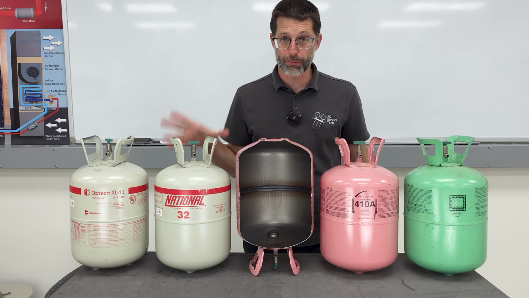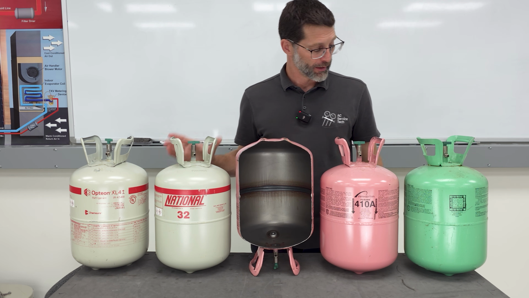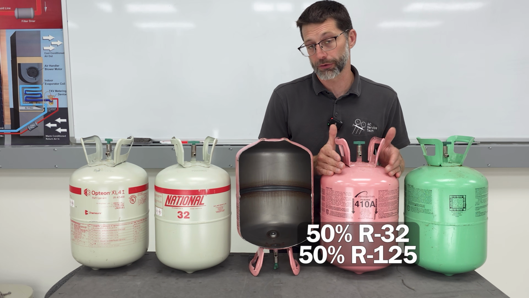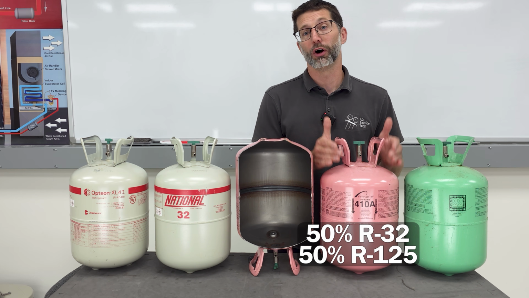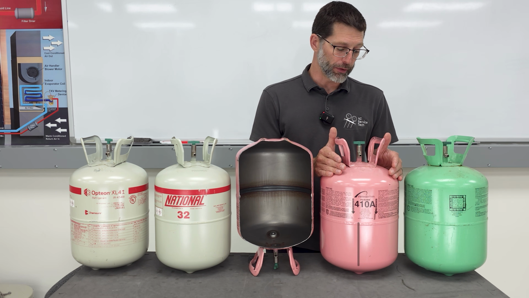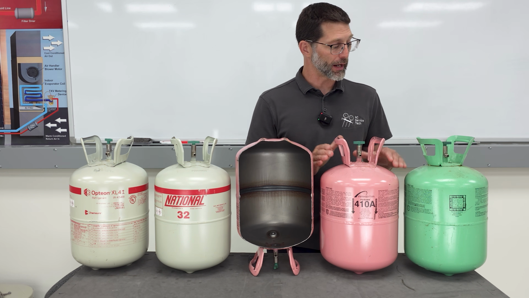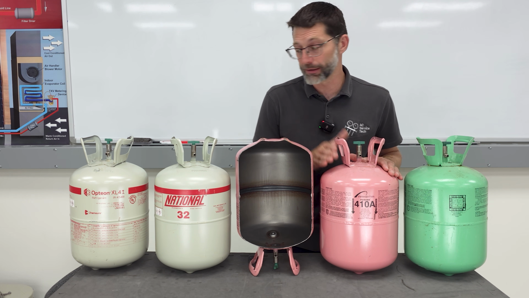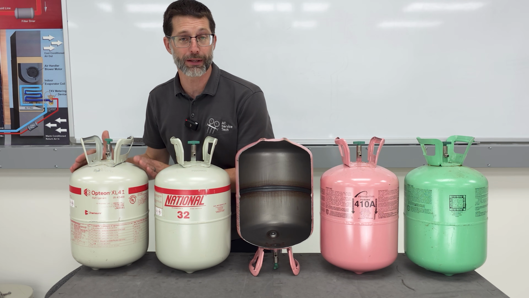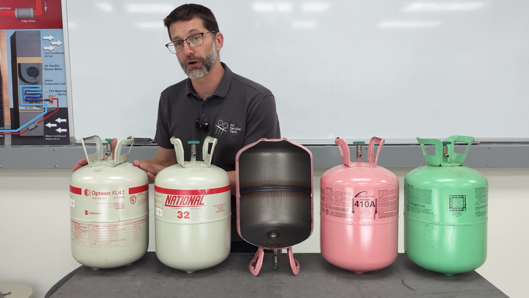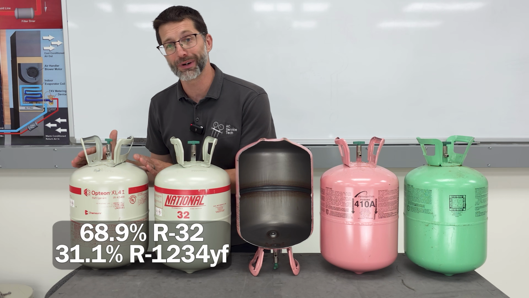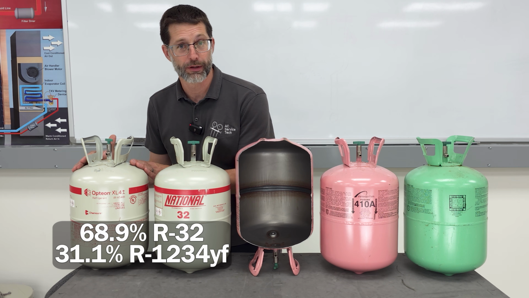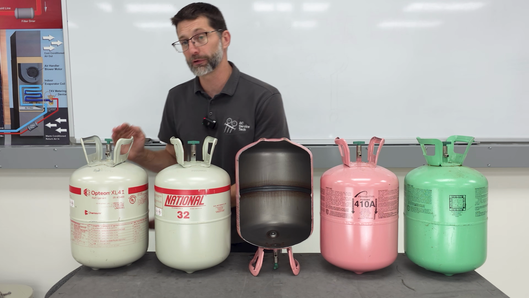R-32 is simply R-32. That's a single component refrigerant. R-32 has been used in R-410A. 50% of this bottle is R-32, and the other 50% is R-125. So this is a blend refrigerant, whereas R-22 is a single component, R-32 is a single component, R-410A is a blend, and so is R-454B. This is a blend. It has 68.9% R-32 and 31.1% R-1234yf. So it's a blend refrigerant.